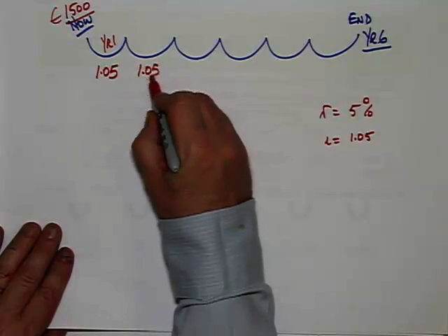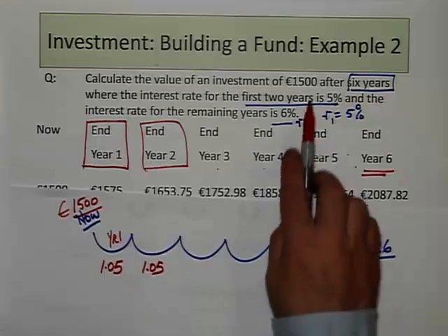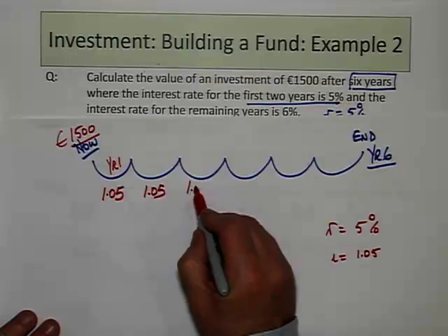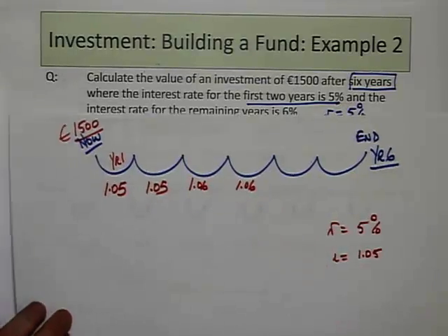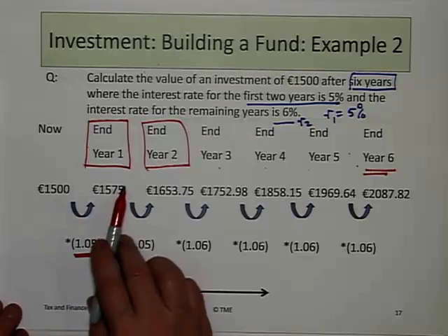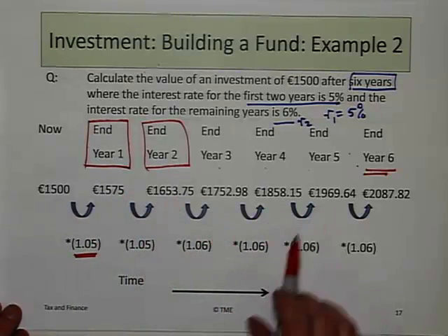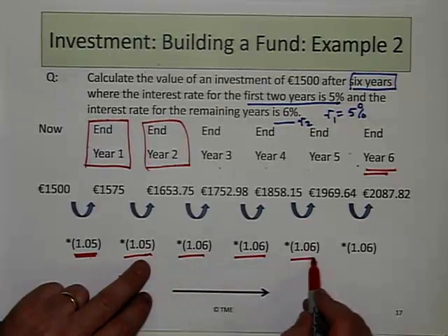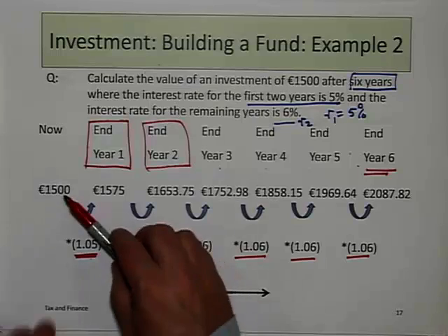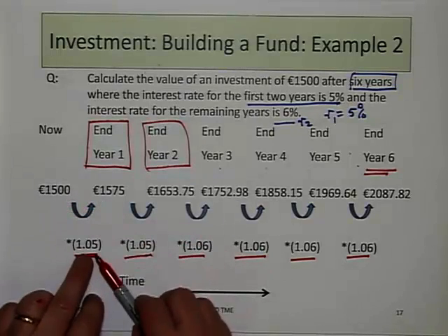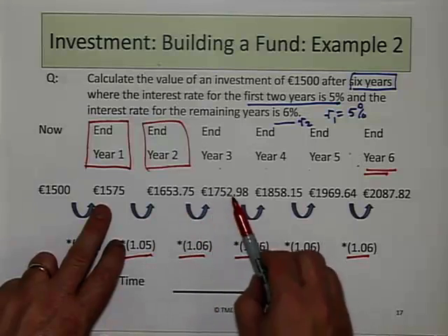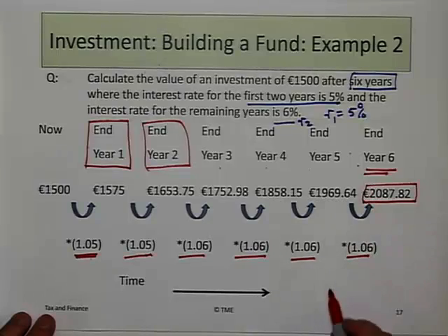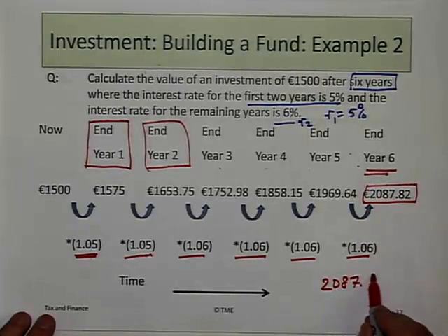Then 1.05, because the question said the first 2 years is 5%. After that, it's 6%, so they're all 1.06s. So if we look here, as we go from one to the other, 1.05, 1.05. We now multiply by 1.06, 1.06, 1.06, and 1.06. And so the original investment goes from 1,500 times this, which gives us 1,575. We go through each of the ones in turn until ultimately we end up with €2,087.82.